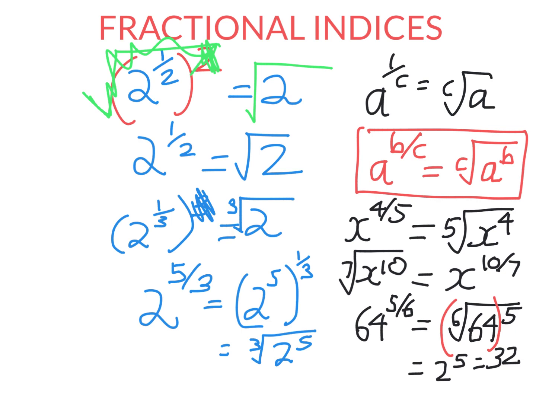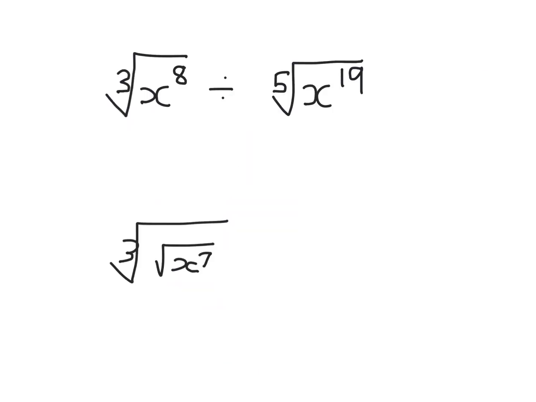All right, let's now look at using fractional indices in conjunction with other index laws. So let's simplify each of these and write our answer as a single radical with a single root sign. So to perform the division law using indices, it's pretty tricky while they're written as radicals. So let's first write them as fractional powers. So the cube root of x to the power of 8: the power goes on top, which root it is goes on the bottom. And then, of course, for x to the power of 19, fifth root, 19 goes on top, which root it is goes on the bottom.